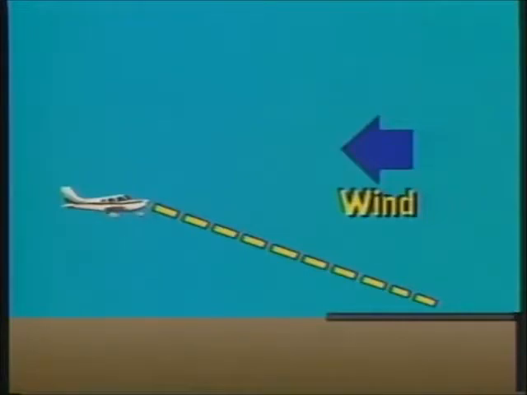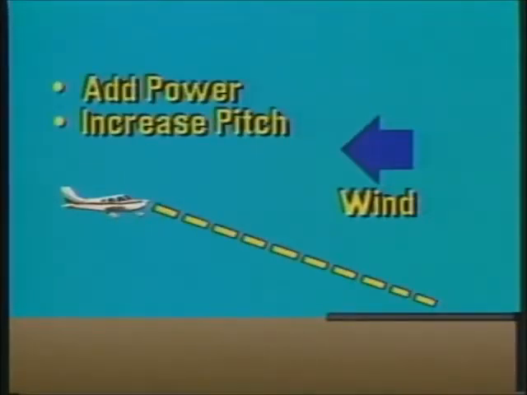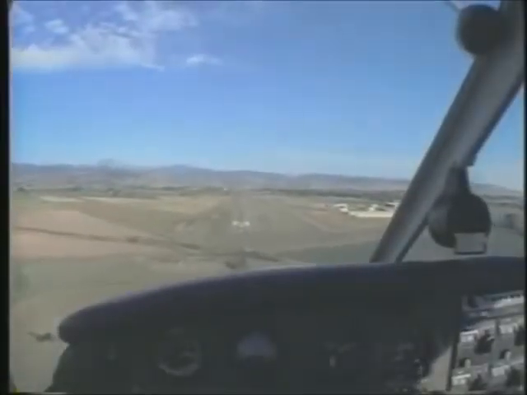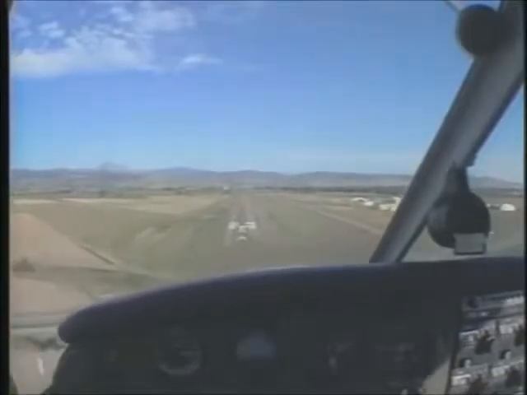However, the rate of descent remains the same. If you make no corrections, touchdown will be short of the intended point. Therefore, use additional power and increase the pitch attitude slightly to maintain the proper glide path and approach. After the correct glide path is established, try to maintain a constant approach angle. In this way, the apparent shape of the runway will remain fixed.